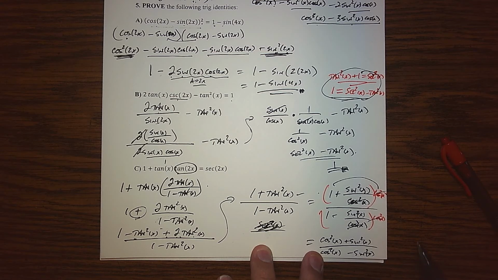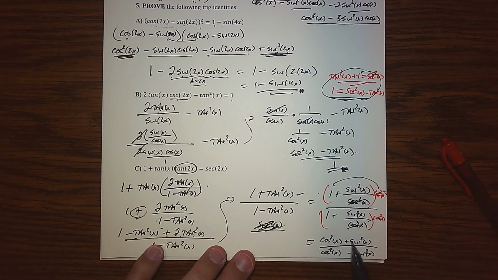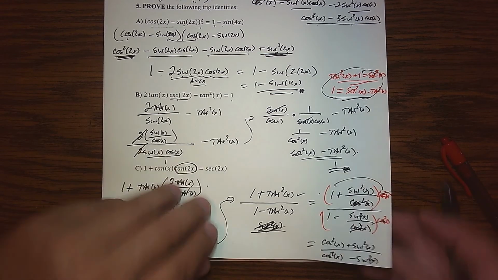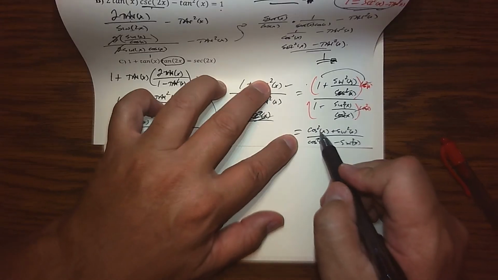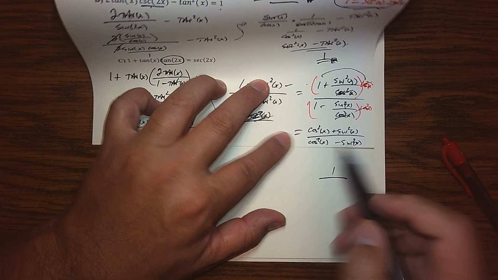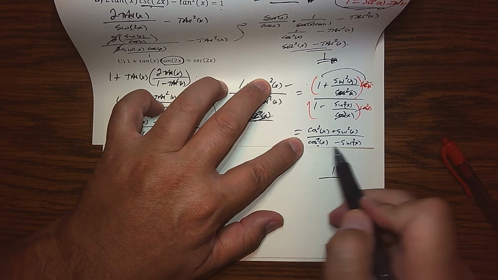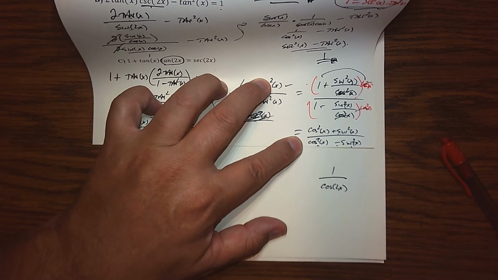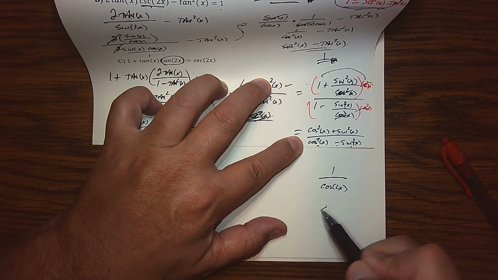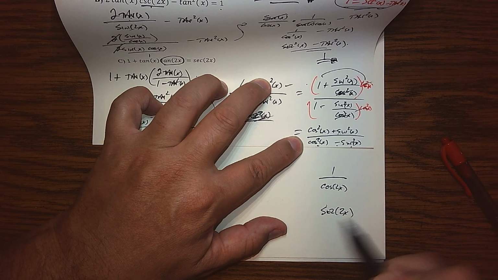And I think we're off and running here because upstairs we get 1, right? So cosine squared plus sine squared is 1. And then what do we know about cosine squared x minus sine squared x? Well, that's our cosine of 2x. Using our reciprocal identity, there's our secant of 2x that we're looking for.